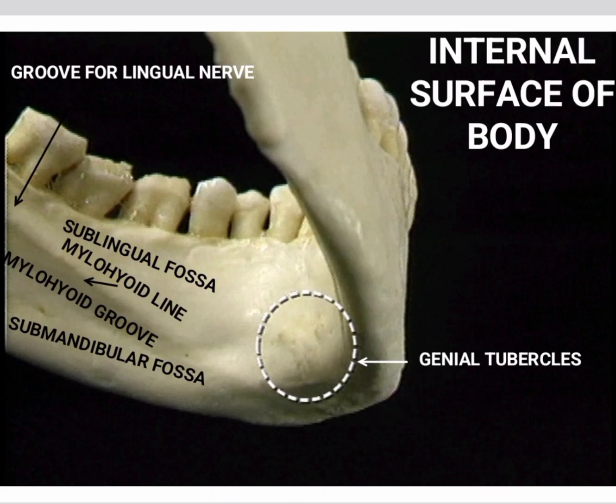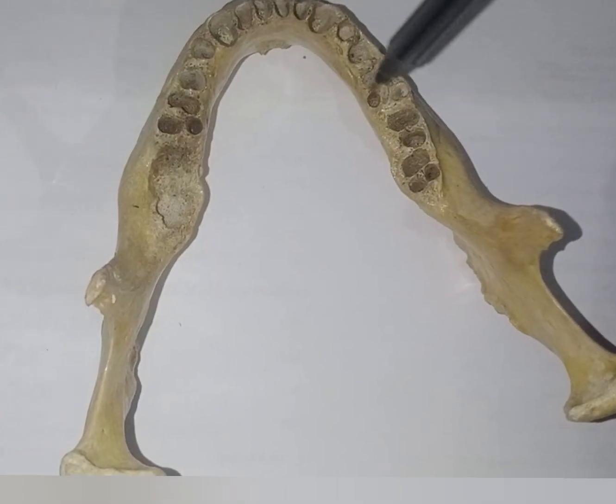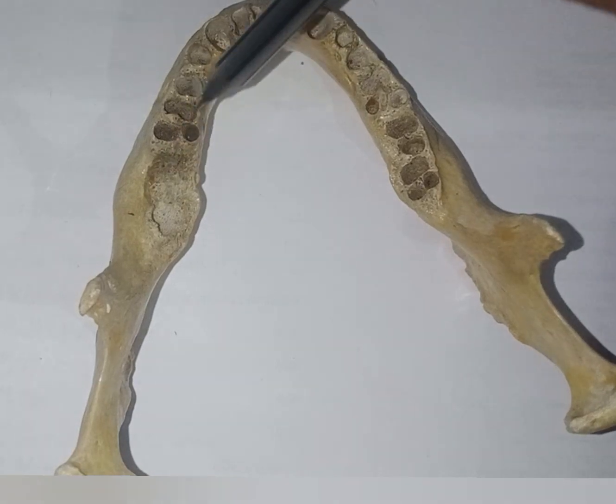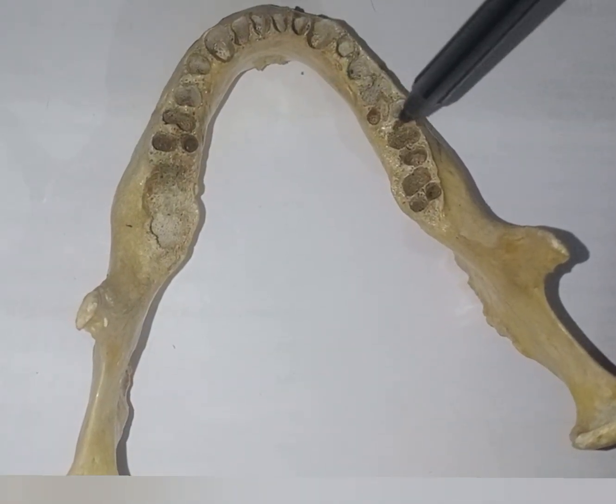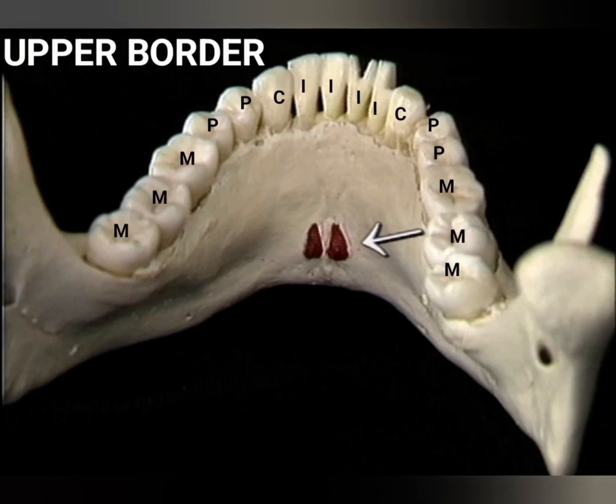Internal surface presents two pairs of genial tubercles, the upper and lower. The upper pair of the genial tubercles gives origin to genioglossus muscle. The lower pair of the genial tubercles gives origin to geniohyoid muscle. Body has two borders. Superior border is also called the alveolar border. It has the sockets for teeth. Alveolar sockets of the superior border give attachment to the roots of teeth, forming a gomphosis type of joint. There are 4 incisors, 2 canines, 4 premolars, and 6 molar teeth.